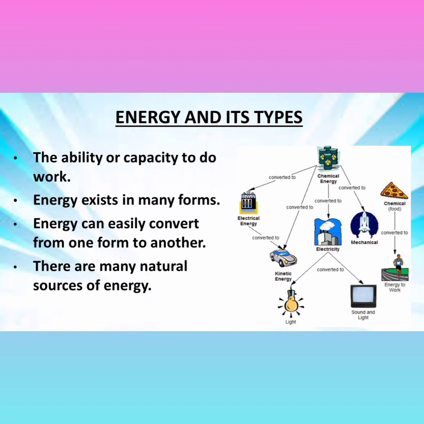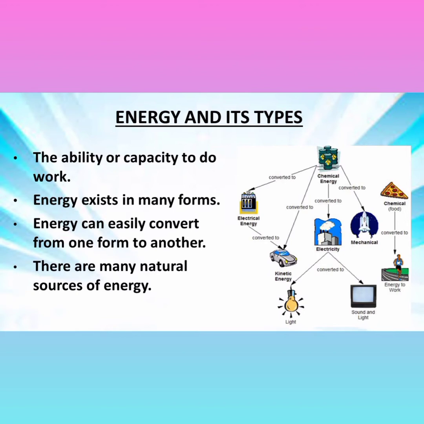In energy and its types, we learned what is energy, what are the different forms of energy, and how one form of energy changes into another. So, starting with what is energy? The ability or capacity to do work is called energy. We need energy to do all kinds of work like to walk, run, lift things, read, write, etc.